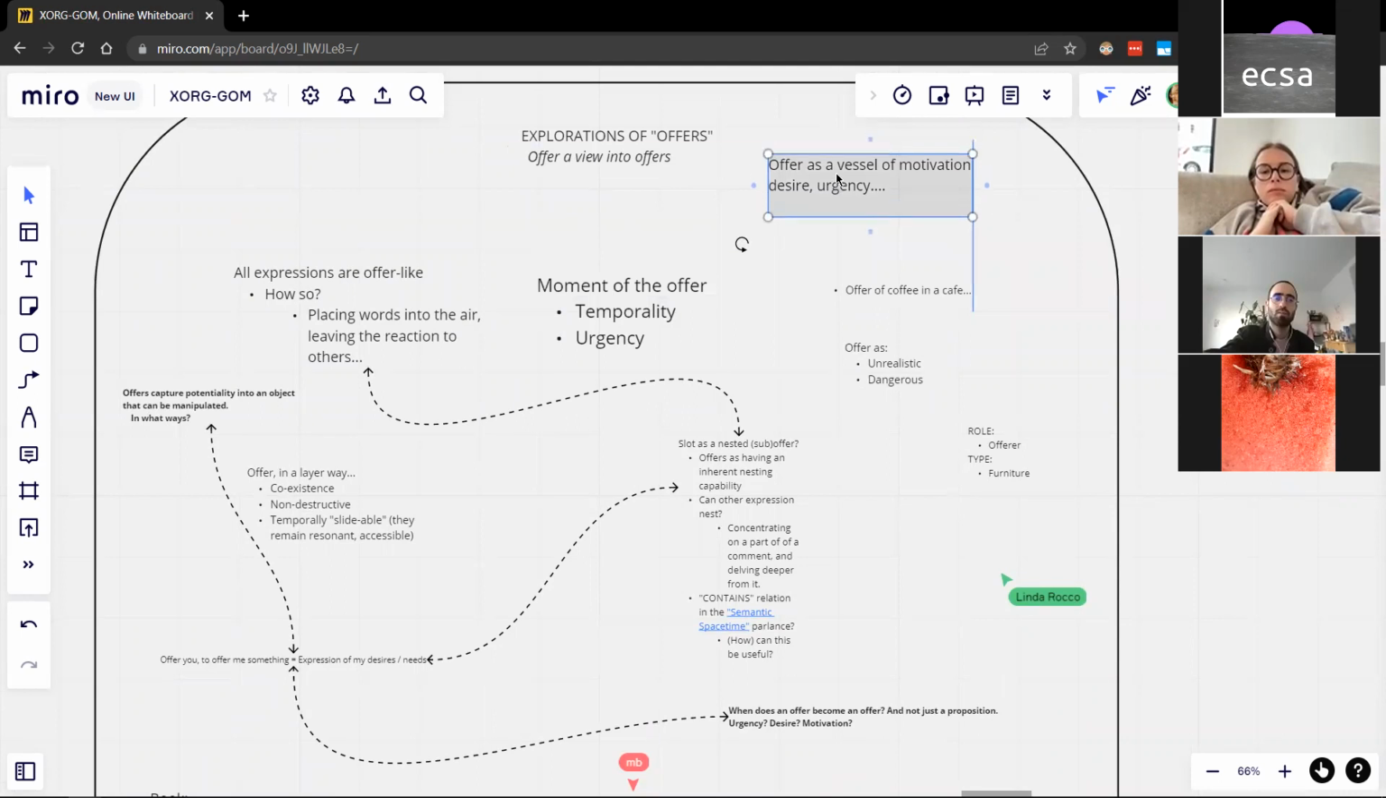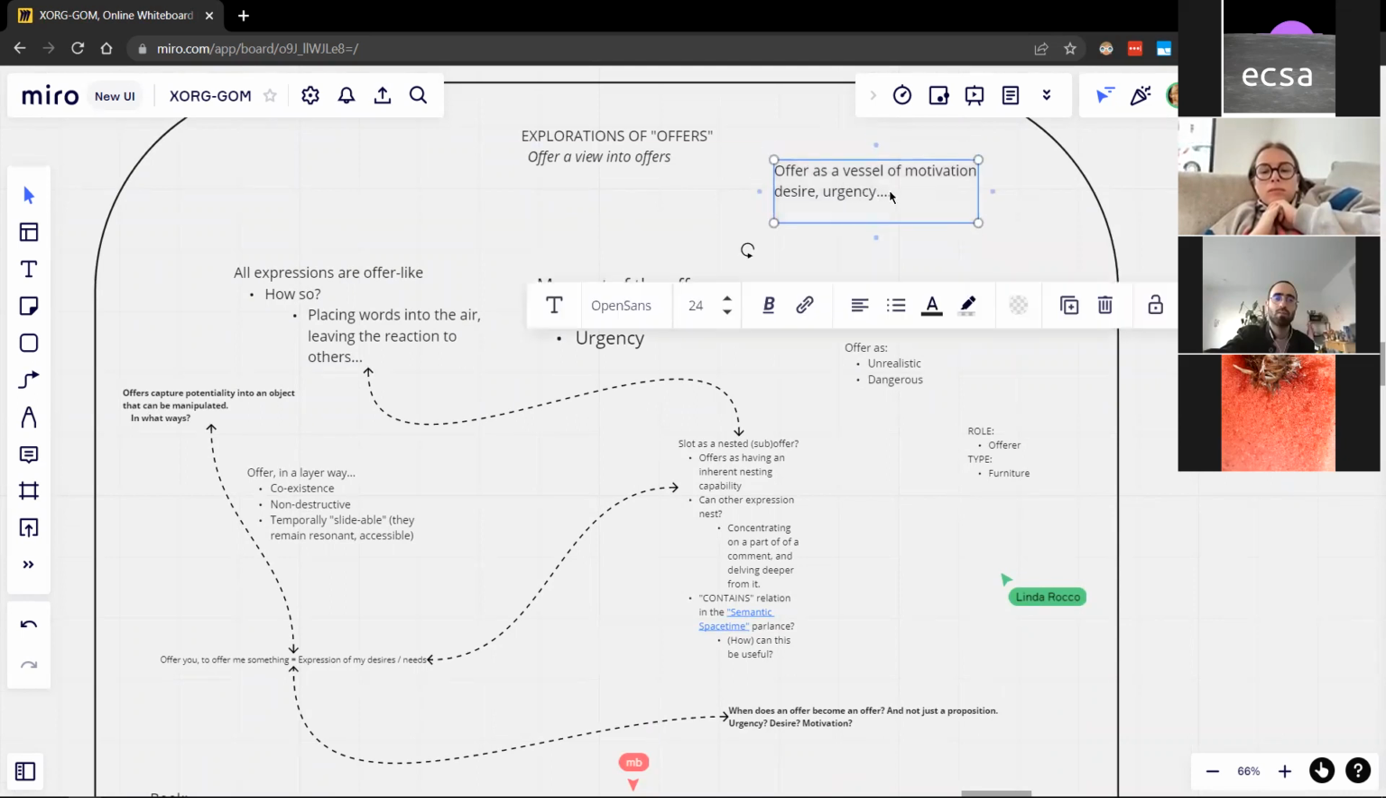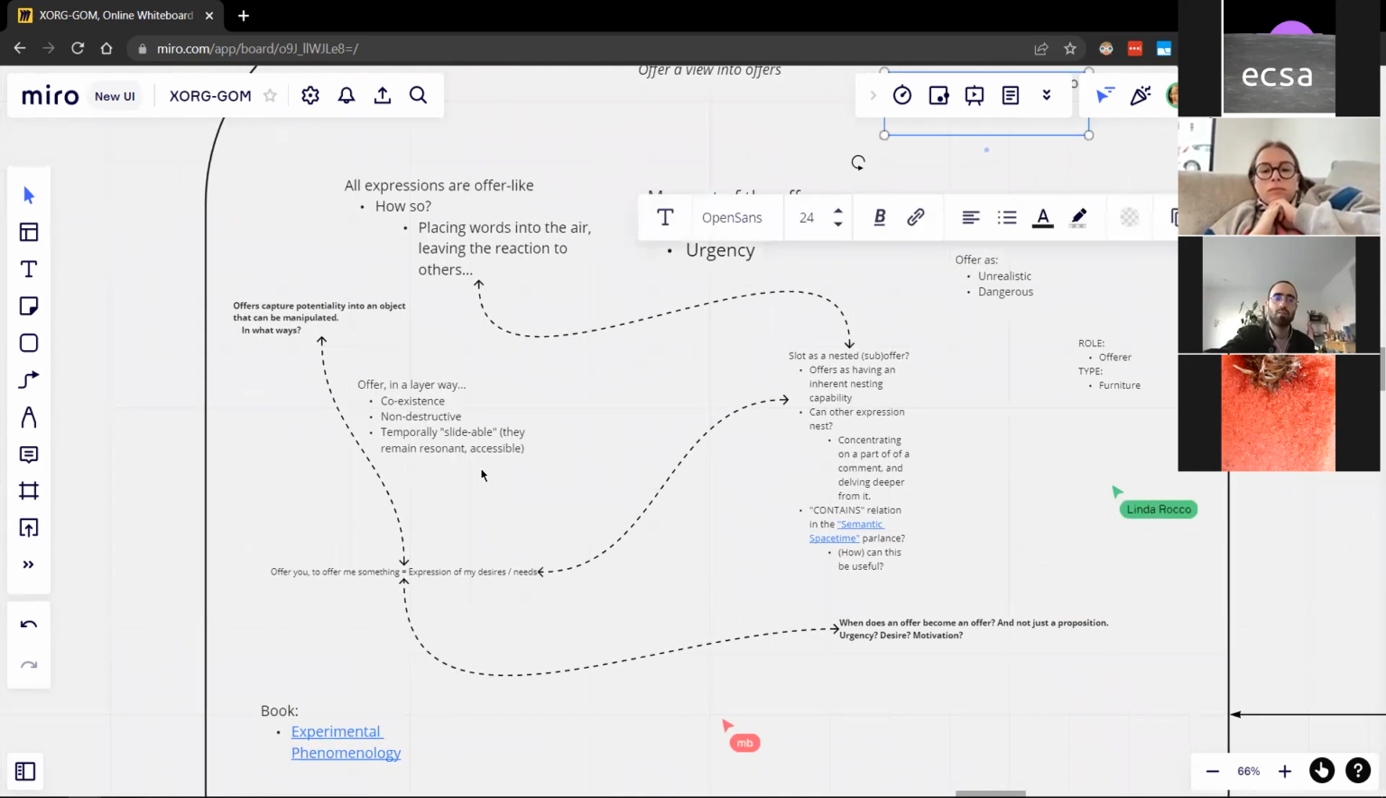And then there is the perspective of offer as a vessel of motivation, desire, urgency. But then there is also this offer in a layer way, and how there is this sort of non-destructive quality, compared to say an argument or a claim. It's something that comes there for the others to react to. And then there is this whole nesting, that inside an offer there can be an offer.